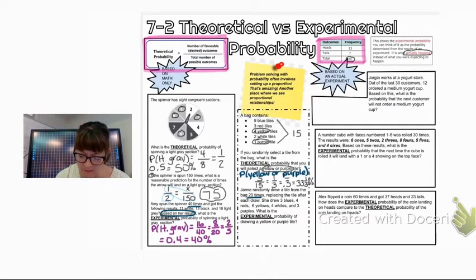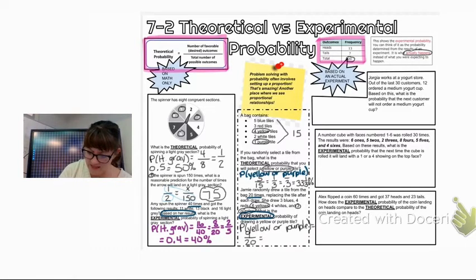What is the experimental probability of drawing a yellow or purple tile? Since it says experimental, that means we're going to base it on the results that Jamie got. We're not going to base it on just the math, on just what the numbers say. We're going to base it on what Jamie got, which means it may or may not match what we expect. So again, we're doing probability of yellow or purple. And it says that she drew 20, and then she got 6 yellow and 3 purple. That's 9. So 9 out of 20.